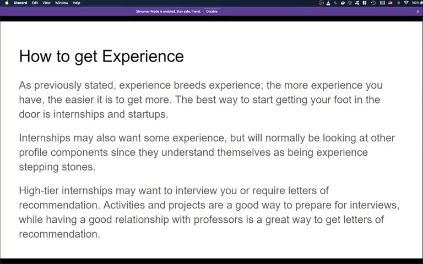So the more professors that you can. I know it's hard here at a university where the class size is so big, especially in those lower level classes where it's hard to develop that personal relationship with the professor. But if you go to office hours, it's better than nothing.